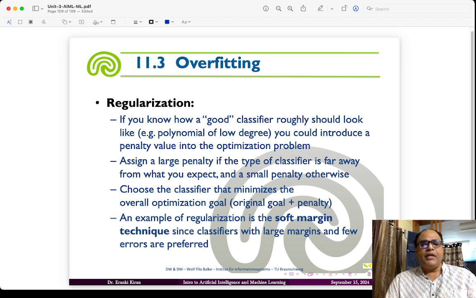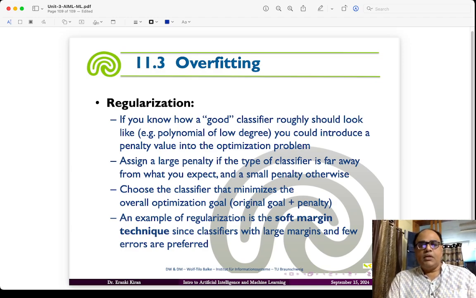An example of regularization is the soft margin technique, since classifiers with large margins and few errors are mostly preferred.